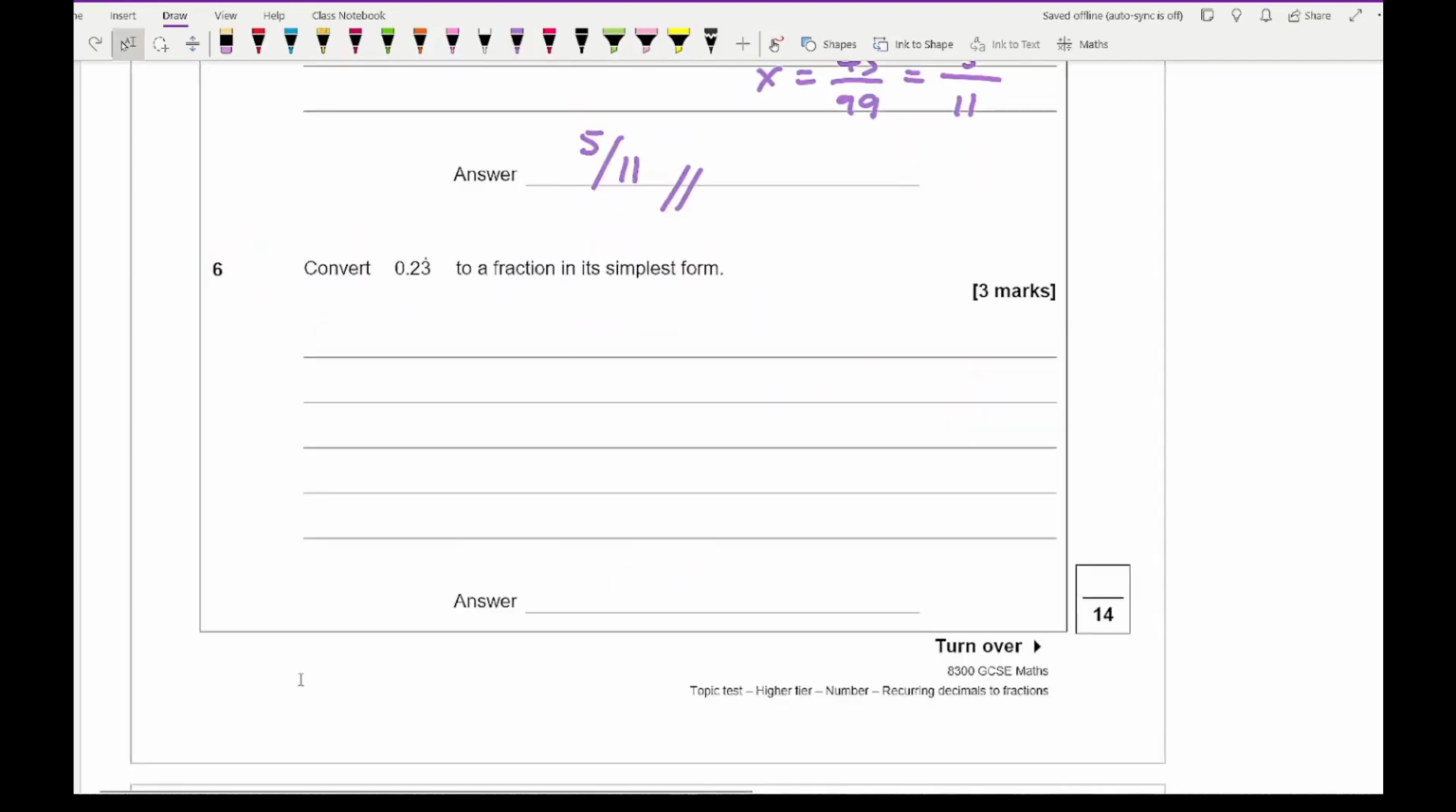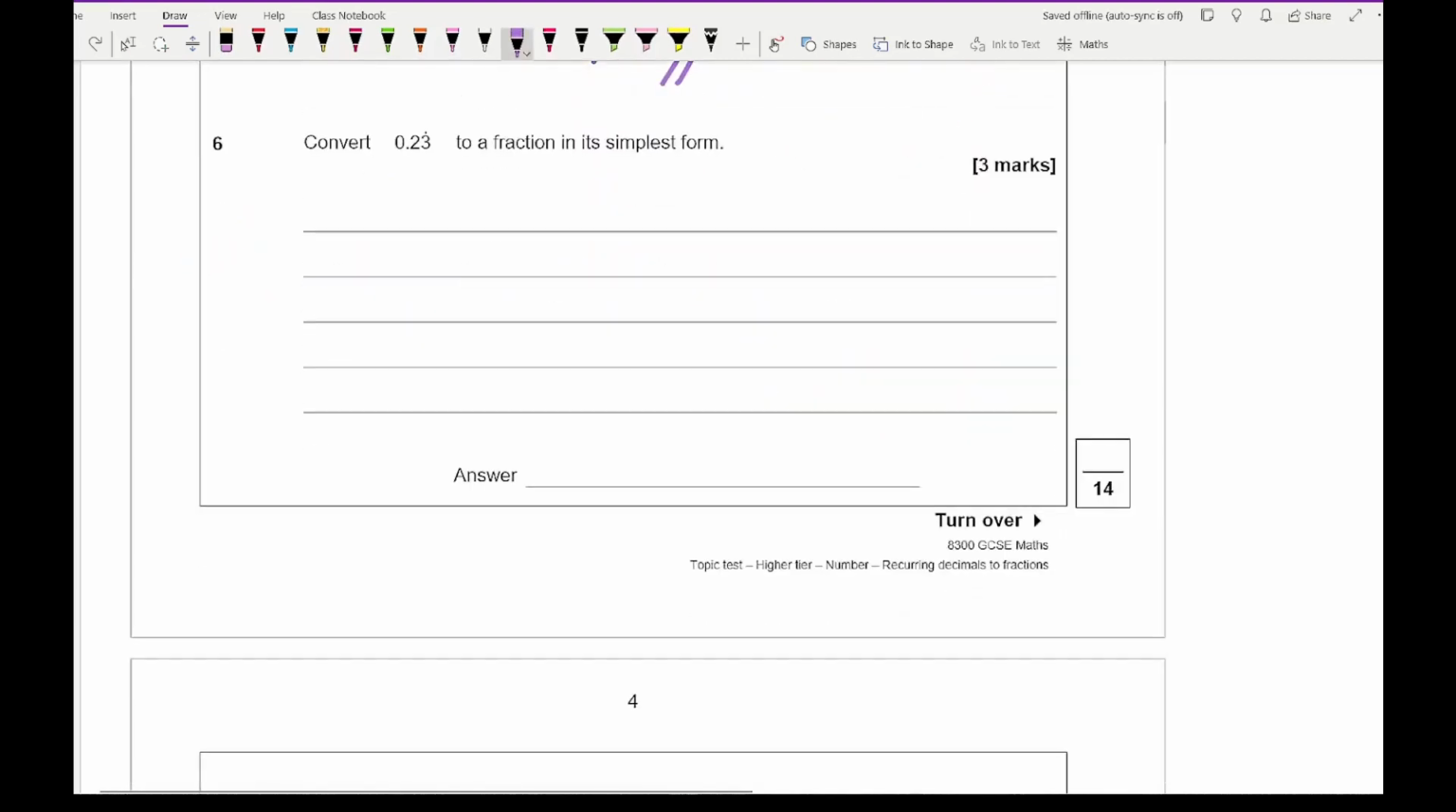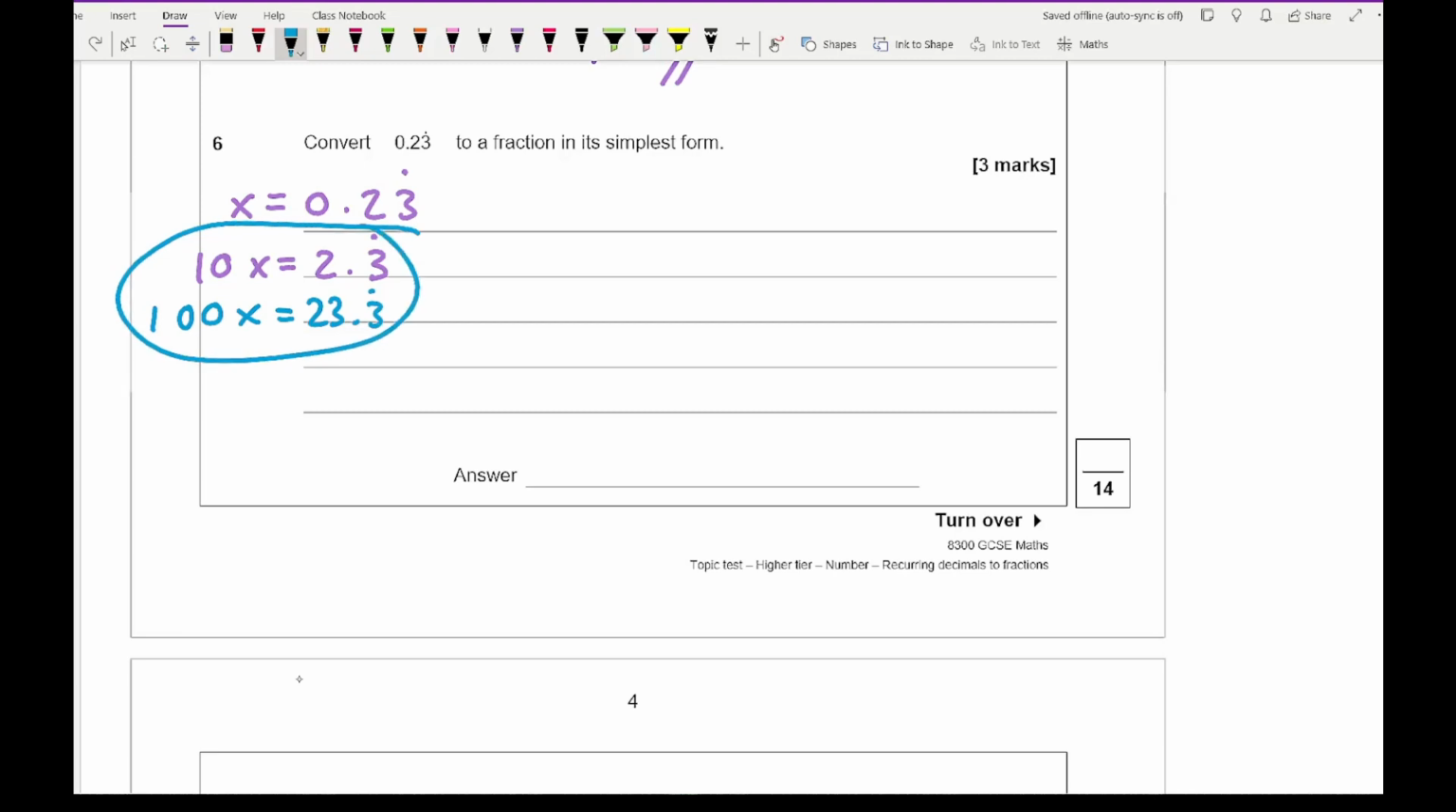Moving on to question 6, and as you can see, these questions are very, very similar, but here you notice that only the 3 is being repeated. So again, if I multiply it by 10, I get 2.3 recurring, but I can't use those two because I haven't got the same pattern after the decimal point. So I multiply by another 10, in which I get 23.3 recurring. So now I can use these two things here.